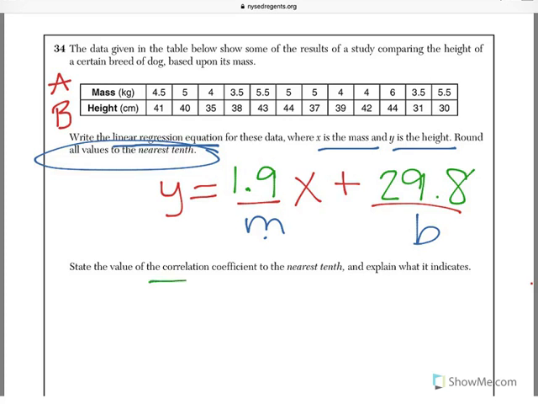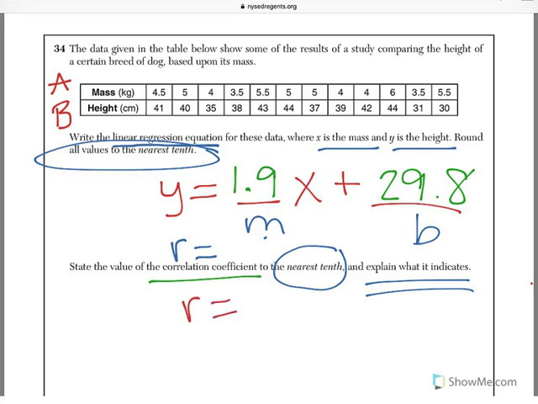Then you're going to state the value of the correlation coefficient. Correlation coefficient is also found on the calculator on the same page, and what that means is to find the r value. So they tell us to round to the nearest tenth for the r value and then explain what it indicates. So if we look at our calculator, rounding to the nearest tenth, our r value is 0.3.